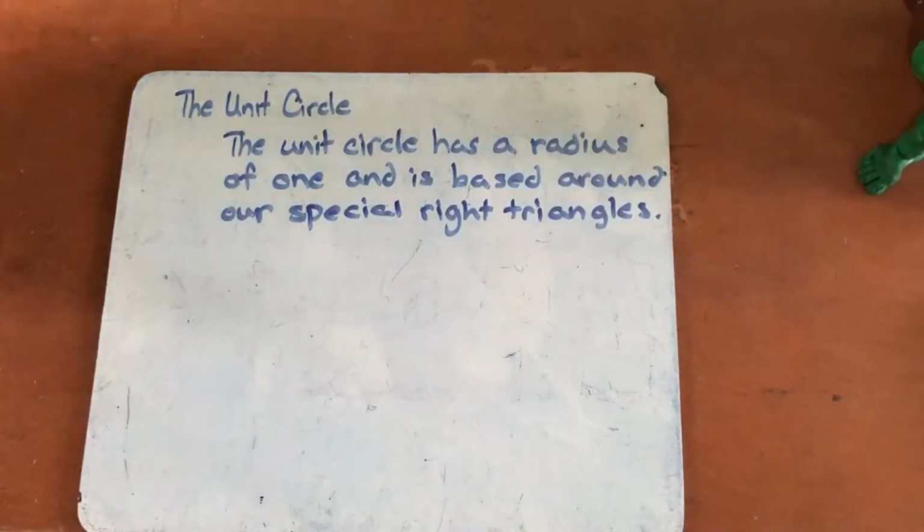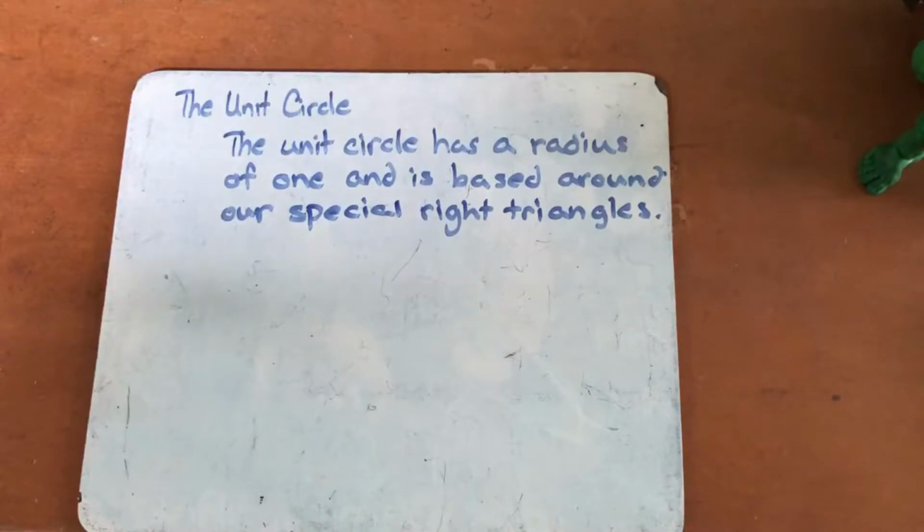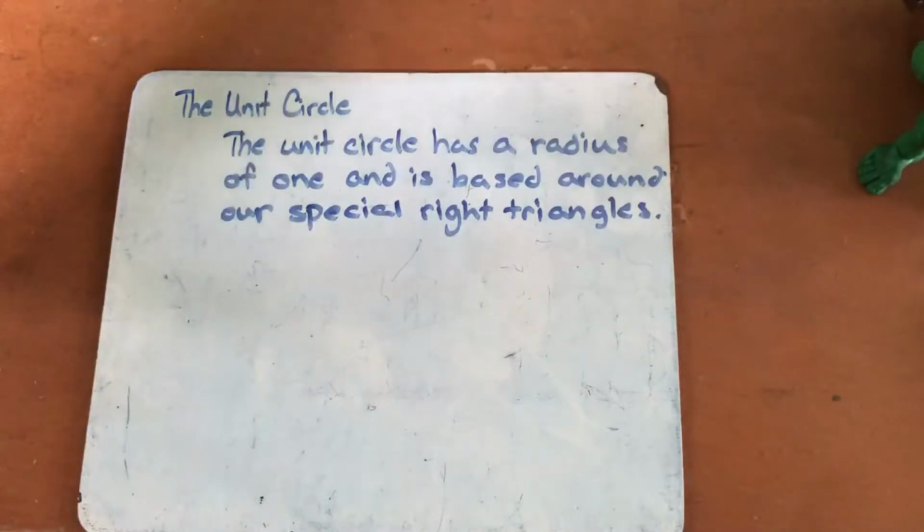All right, let's take a look at the unit circle. The unit circle has a radius of 1 and is based around our special right triangles. I'm going to show you where the unit circle comes from, and then I'm also going to show you a hint and a few tricks to help you fill out the unit circle.